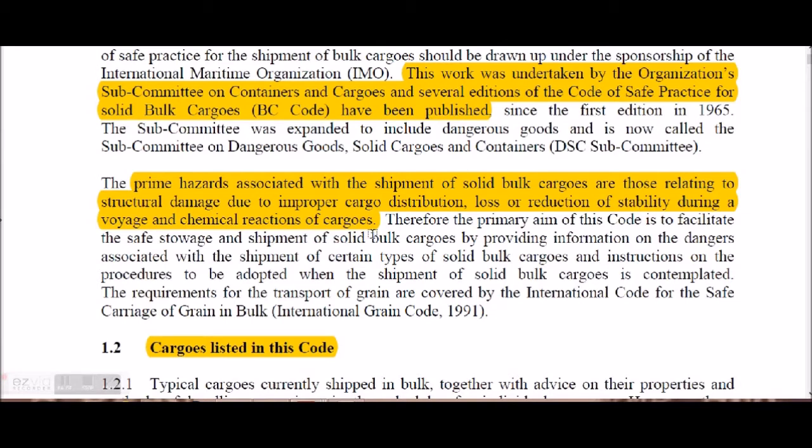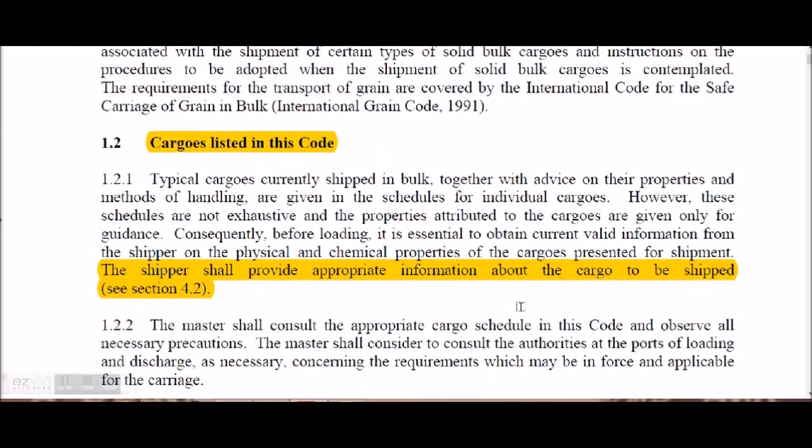So because of these things IMSBC came. Because the cargoes were reacting themselves as well as liquefaction of the solid bulk cargoes was going on, that's why the IMSBC came. And all the cargoes were not included, as well as they were having problems that some cargoes were not specified, that they have to carry, so how they have to carry. So these type of problems came. So nowadays the IMSBC is much bulkier and generally all the cargoes have been covered in it. So this is the cargo listed in this code.